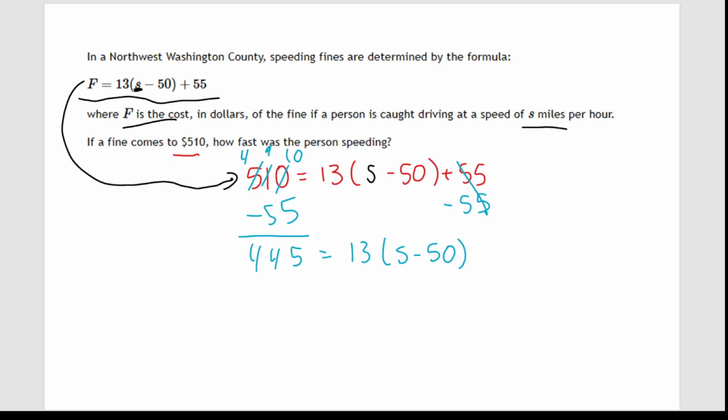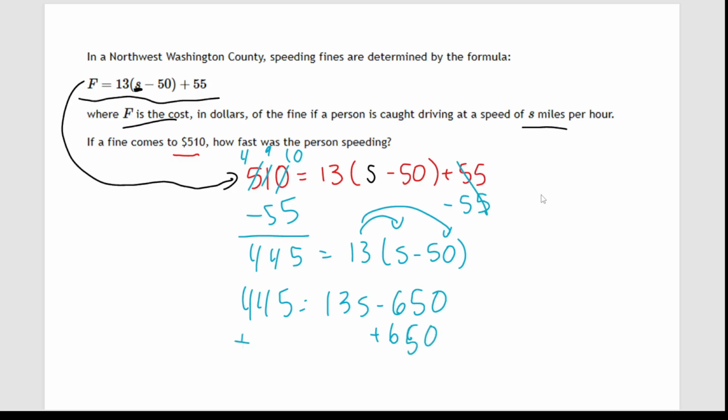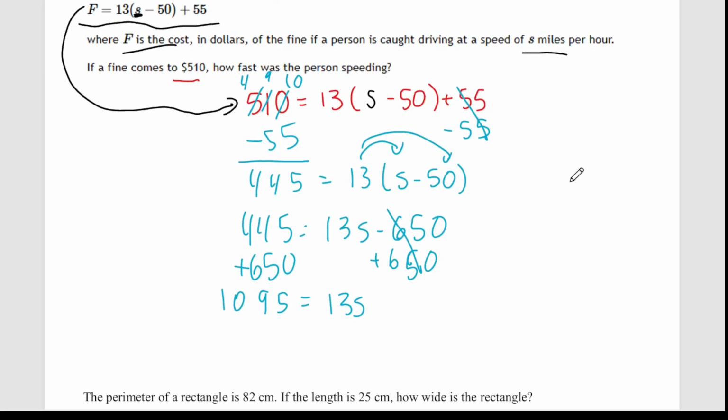And then here, I would want to keep on going dealing with my parentheses, so I would distribute the 13. 445 is equal to 13s minus 13 times 50, which is going to get us 650. Then I would add 650 to both sides to undo that subtracting 650, because again my goal is to get the variable by itself. Then I have 13s is equal to 1095. And then as a last step, I would divide both sides by 13.